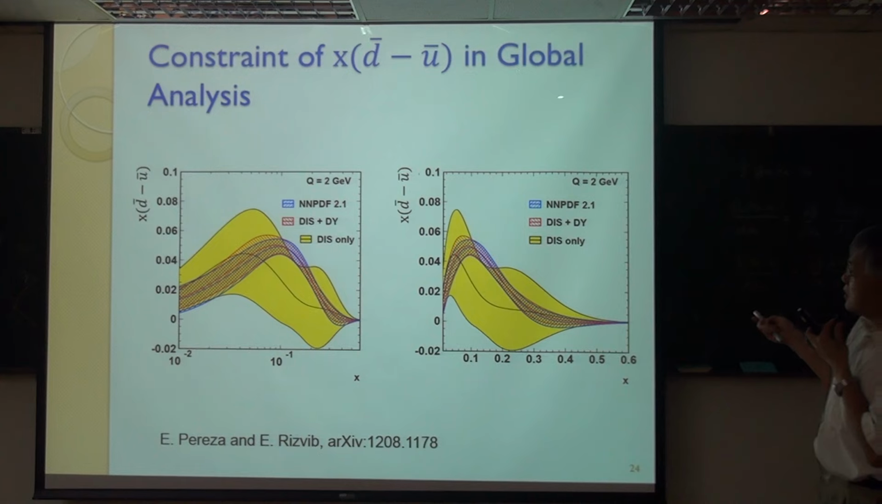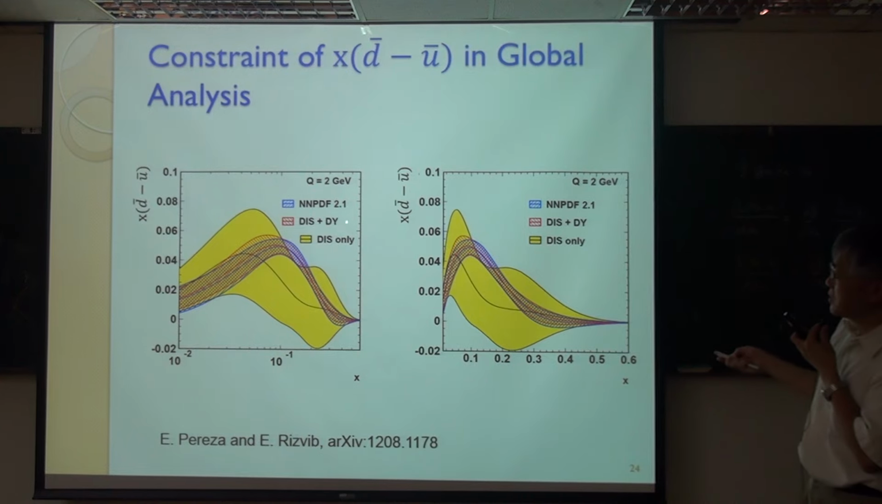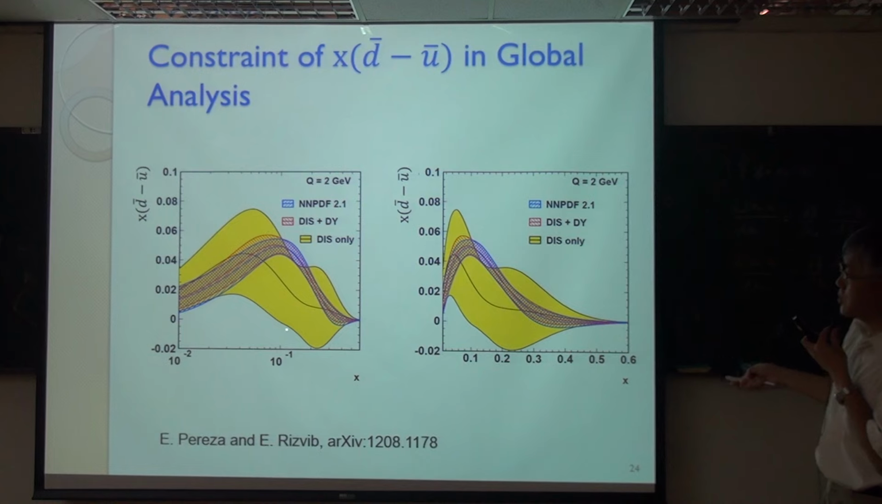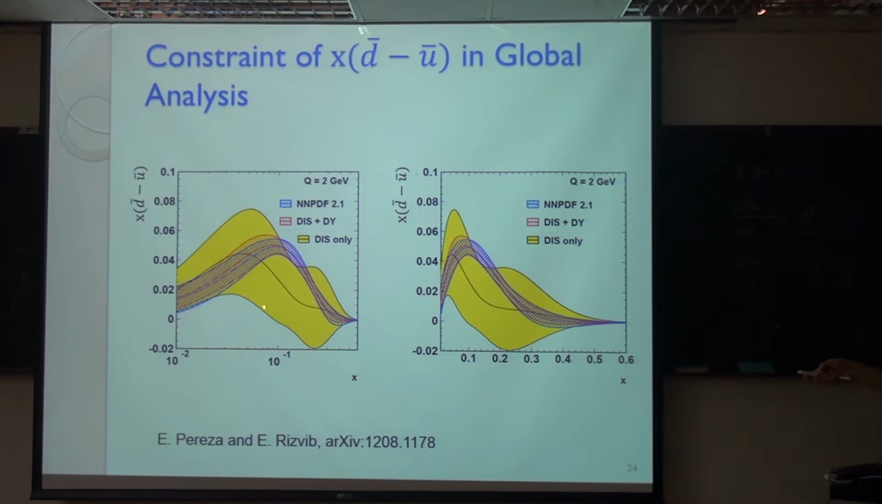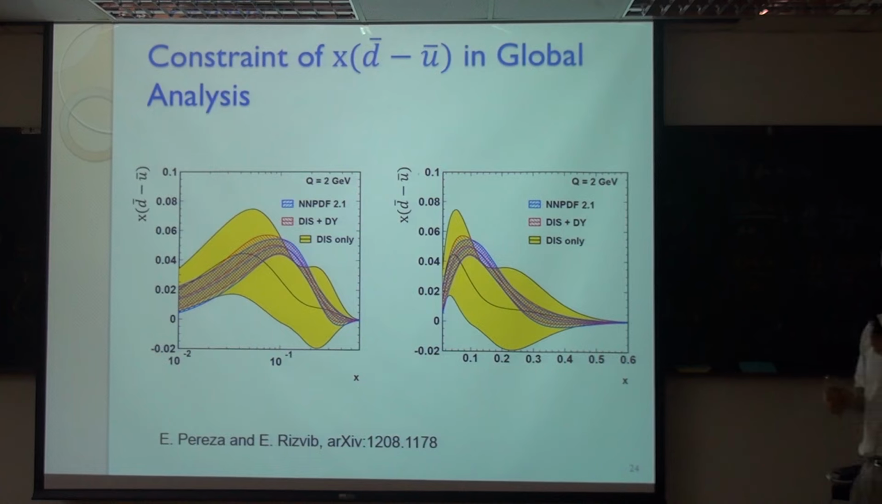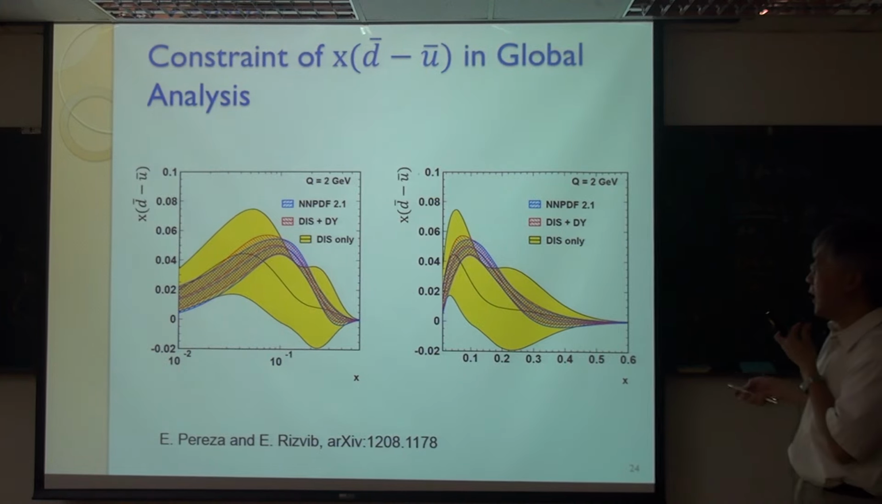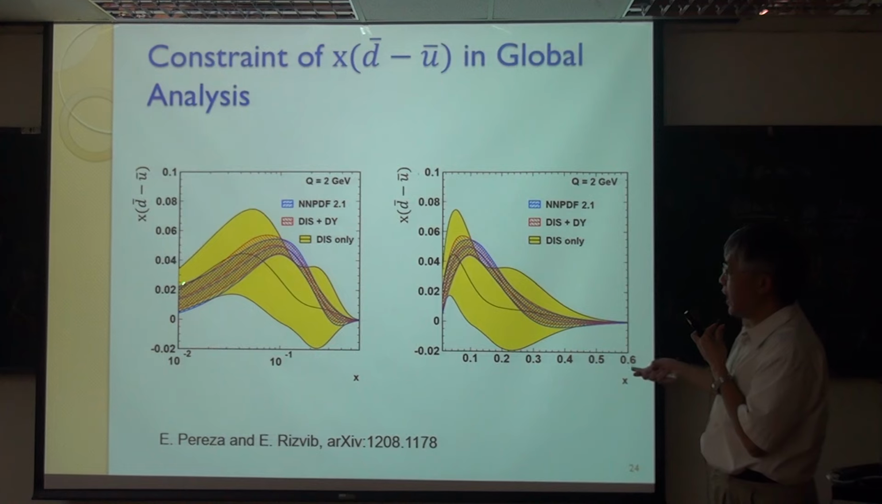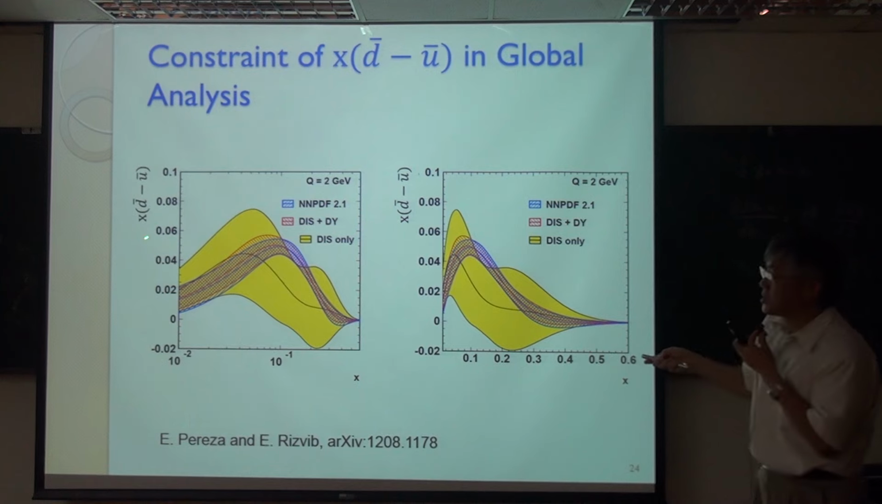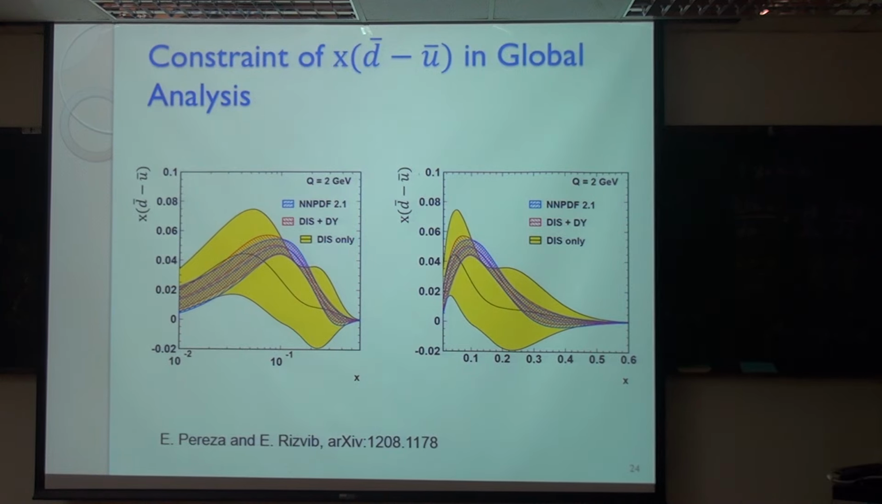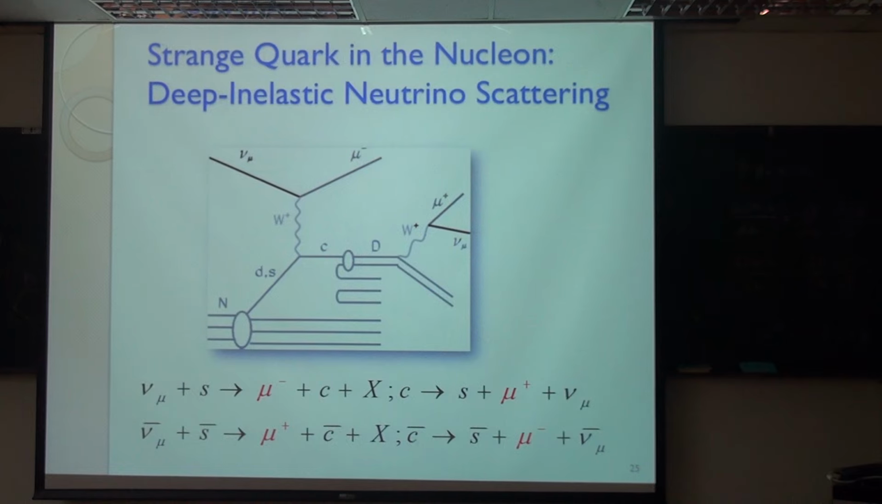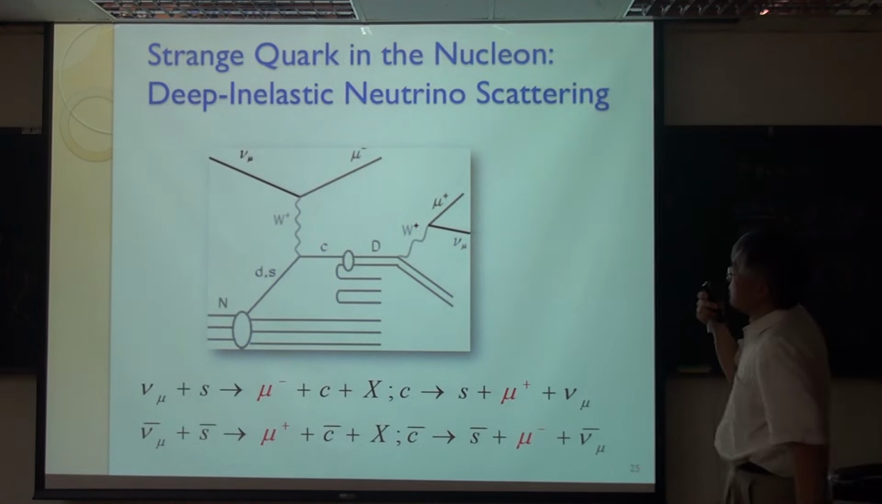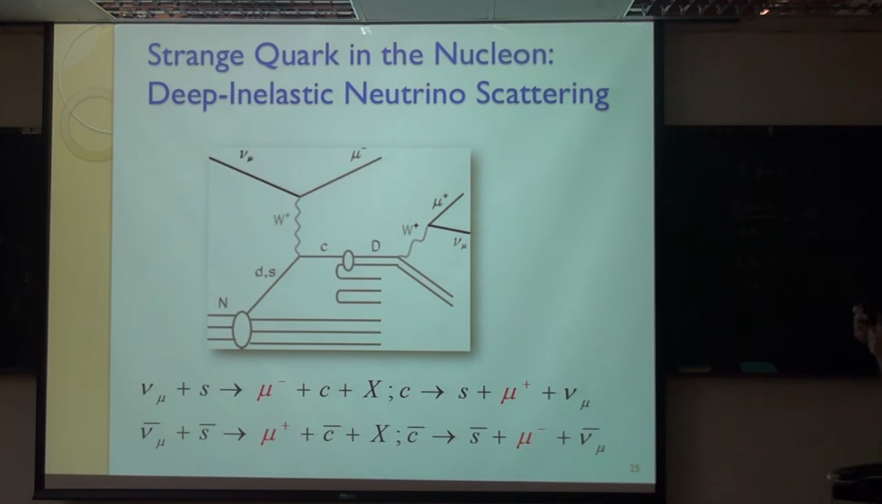And specifically here I show you the contribution of the Drell-Yan experiment, which is actually a constraint. If you only use the DIS, which has no specific sensitivity for quark and antiquark, the error range is wide. But with the additional constraint from Drell-Yan, we can get a better constraint on the d bar and u bar asymmetry. Okay.